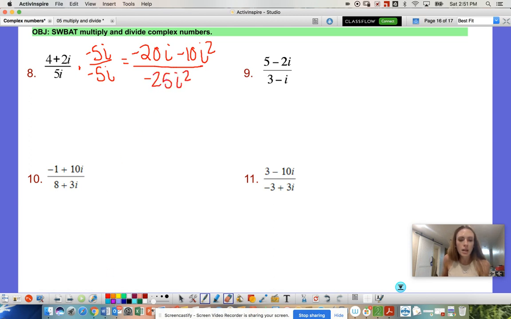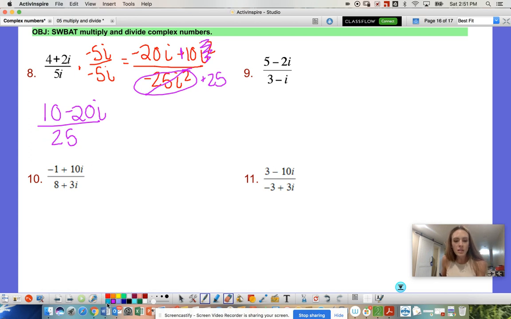All right, so then this guy turns into positive 25. It goes away, right? And then this guy turns into positive 10 because that goes away. So we'll have 10 minus 20i, right? Because we write our imaginary second over 25. I can see that all of these divide by 5. So I'm going to divide this and this by 5. Because I don't have a 5 out here that's multiplied to both of them, I actually have to divide both pieces because they're separate terms, right? So 10 divided by 5 is 2, and 20 divided by 5 is 4, and 25 divided by 5 is 5.